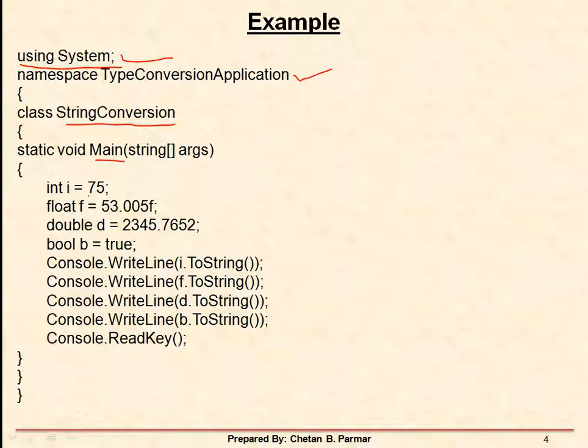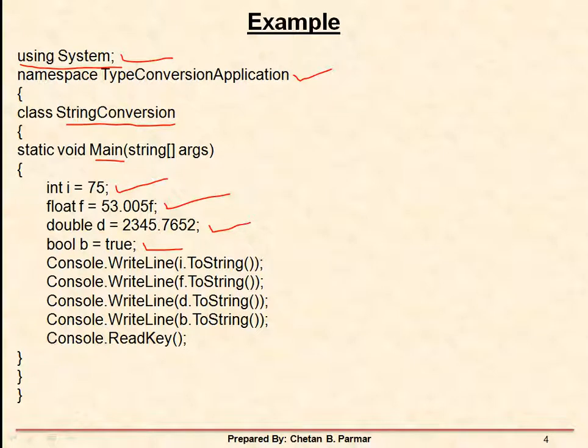Now my first variable is int i with value 75. Floating f has value 53.005, so that's why f is here. Now double d has value 2345.7652, a very big value. And boolean b has value true. Okay, now these i, f, d and b variables we will convert into string.